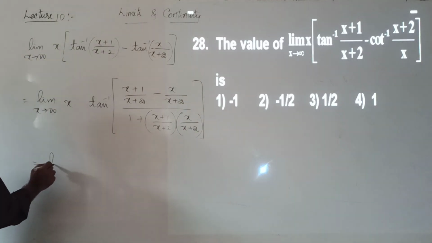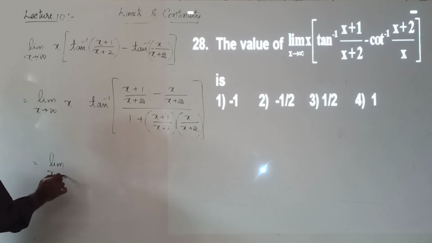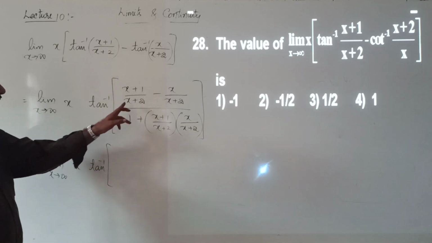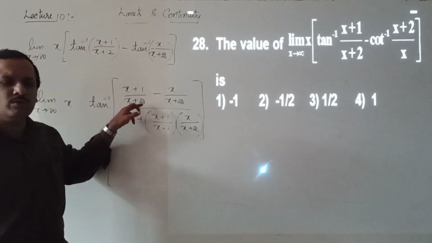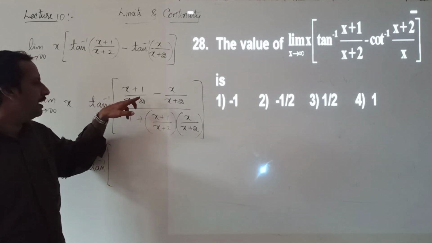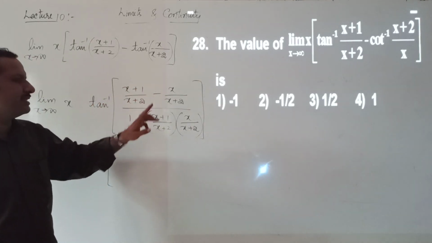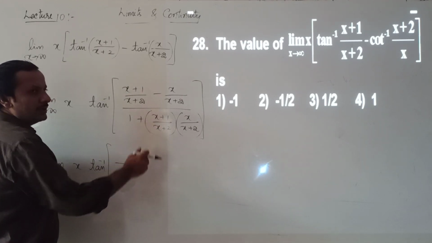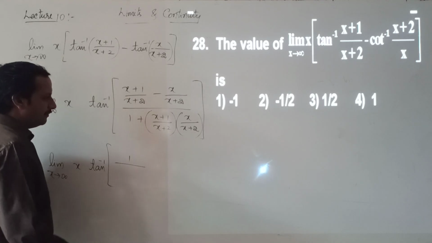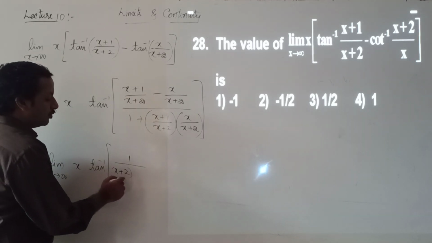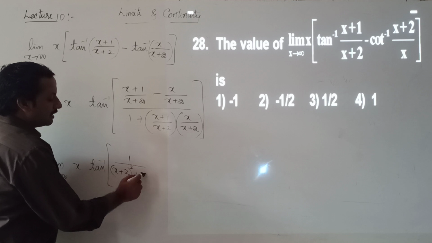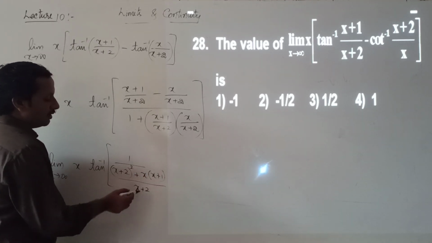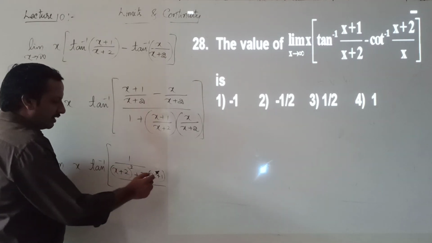That's equal to limit x tends to infinity of x into tan inverse of... Here I will take x+2 as the LCM, and in the numerator we will have x+1 minus x. X+1 minus x is 1, divided by, here (x+2) whole square is the LCM, so that x+2 gets cancelled. We will have (x+2) whole square plus x into (x+1), divided by (x+2) whole square, of which one of those x+2 has cancelled.